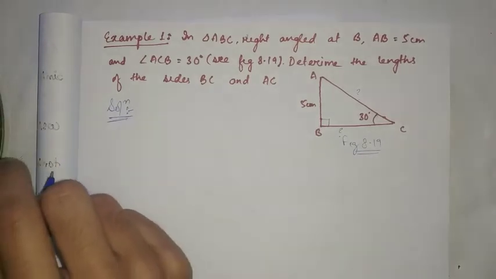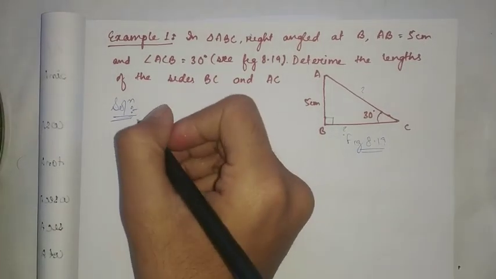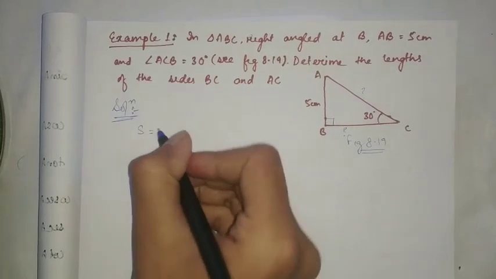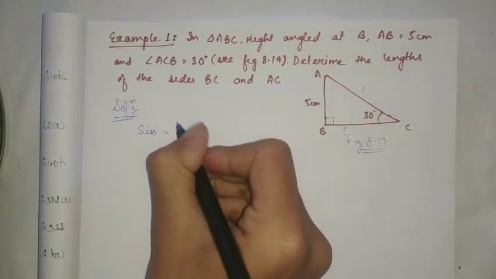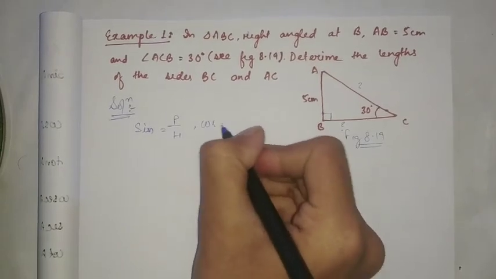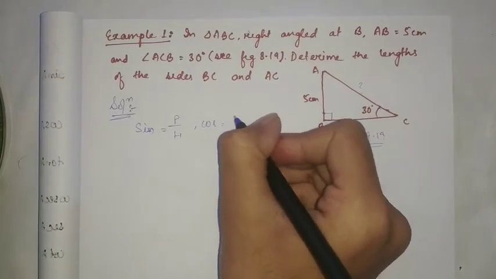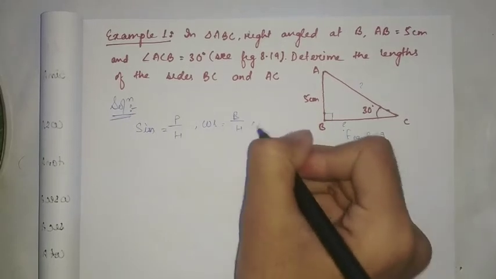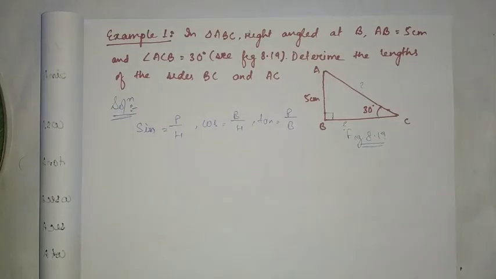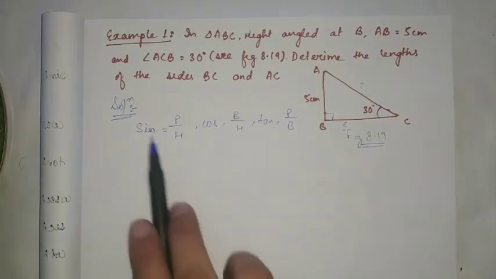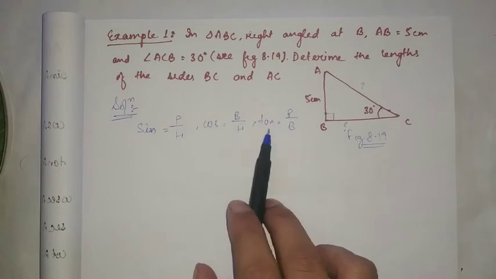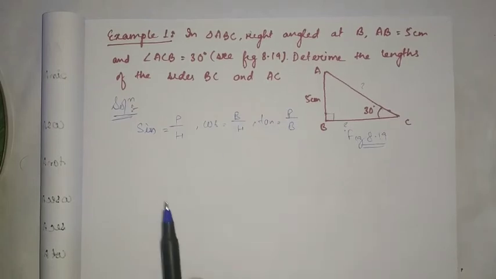From the very first video of this chapter, I have taught you one simple sentence: "Some people have curly black hair, till they are permanently brown." Sine is perpendicular by hypotenuse, cos is base by hypotenuse, and tan is perpendicular by base. So sine is the ratio of perpendicular by hypotenuse, cos is the ratio of base by hypotenuse, and tan is the ratio of perpendicular by base.